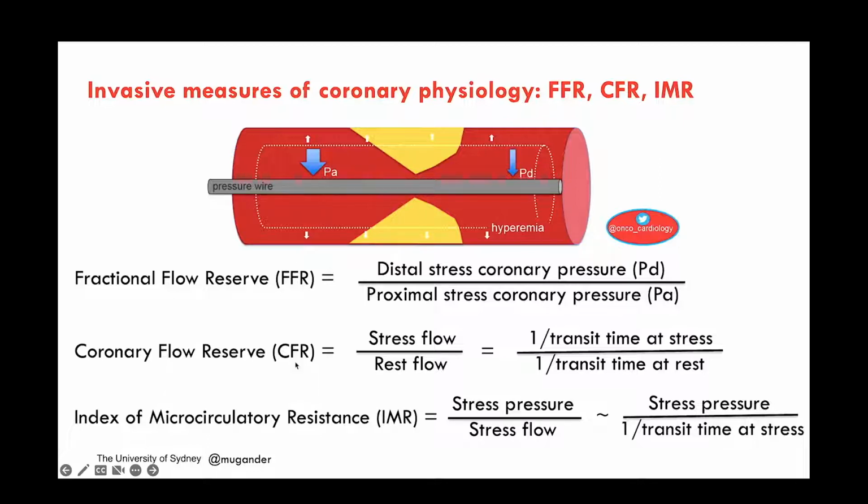However, coronary flow reserve is more directly a measure of flow, stress flow over rest flow. It can be measured in the cath lab, estimated as 1 over transit time. But that can give us a little bit more information that's not related necessarily to pressure. It's a flow measure. And then the index of microcirculatory resistance combines pressure and flow. So it's the pressure divided by the flow. When it says stress here, that's during pharmacological hyperemia, typically with adenosine. So we have pressure measures, flow measures, and combined flow and pressure measures. As we know, resistance is pressure over flow. So that's why this is often used for identifying coronary microvascular dysfunction.